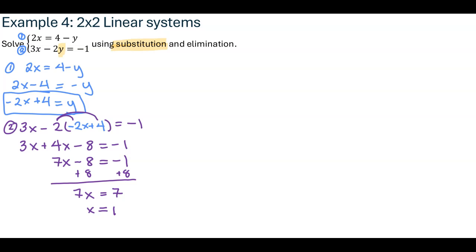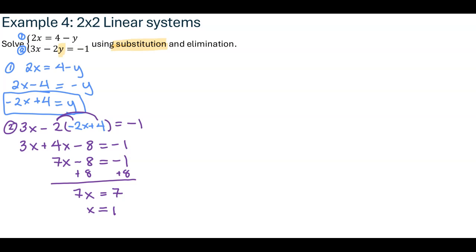I won't guarantee that you'll always get integer answers for the problems I give you, so don't be freaked out if you get a fraction for an answer to one of these. That's possible. But I like this x equals 1. From there, I just need to remember that a 2x2 system has two variables, so its solution should have a value for each of the variables. So I'm not quite done yet. I can go back to either of those original equations and replace x with 1 to figure out what y is.